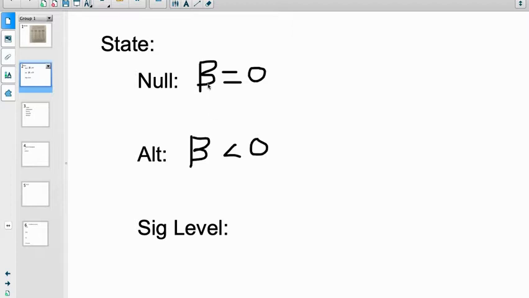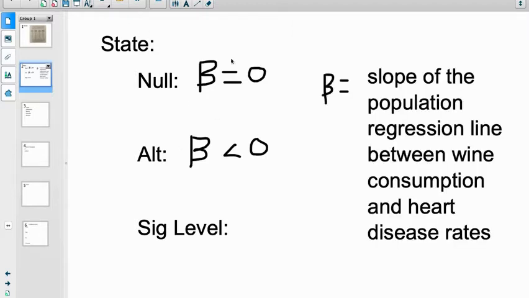Now we have to make sure we define what beta is. So beta is the slope of the population regression line between wine consumption and heart disease rates. That's what we're looking at. And then our significance level is 0.05. So that's what you need for the state.